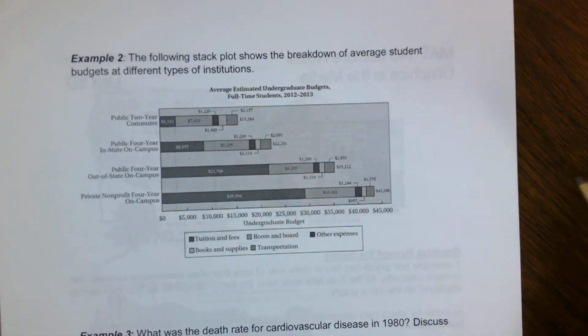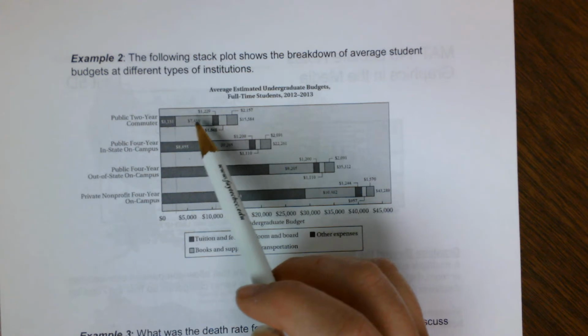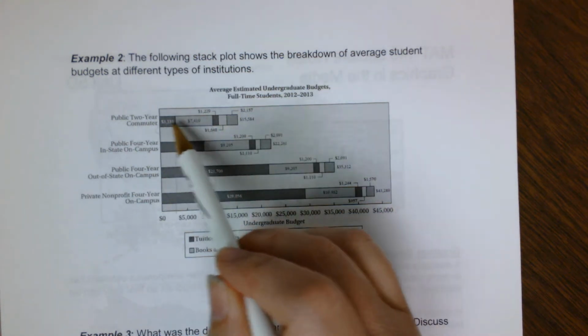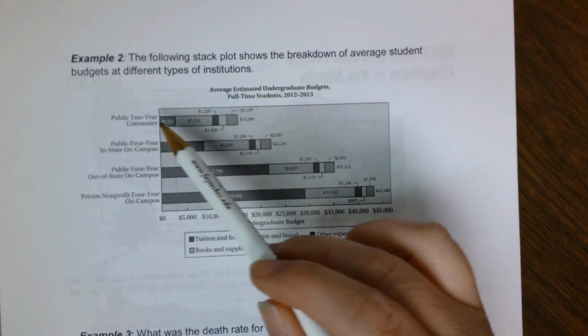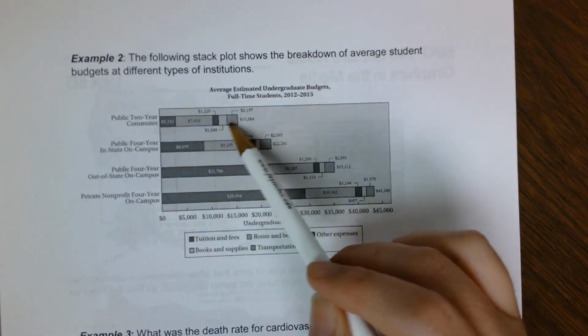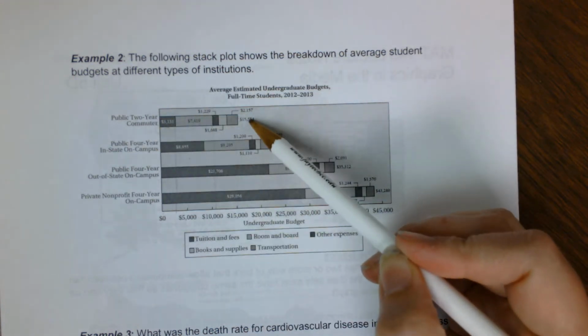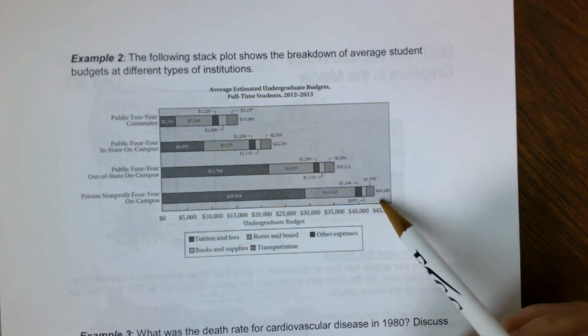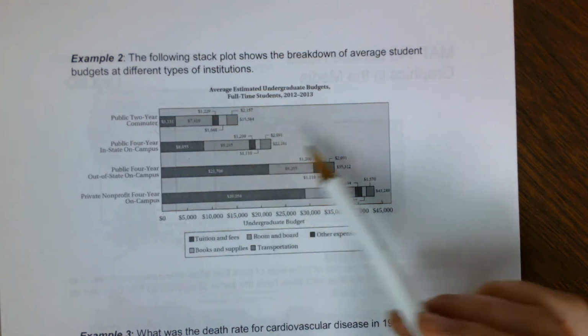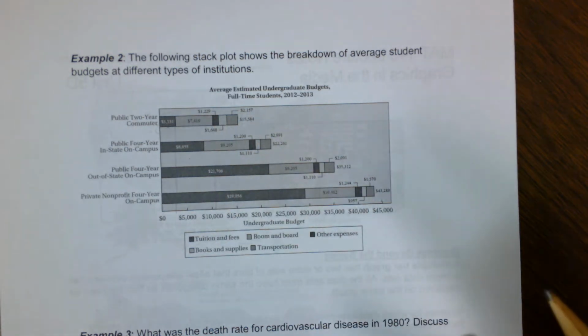We can also compare the totals. So one good thing about having them stacked up is that we can look at each individual width, but we can also see the total for everything. So the total for this public 2-year commuter is going to be $15,584. And we compare that to the totals for all 3 of these. So we can look at the individual widths, but we can also see the total without doing additional math there.